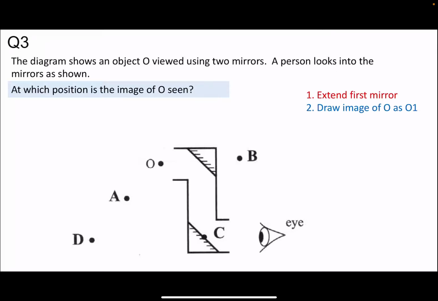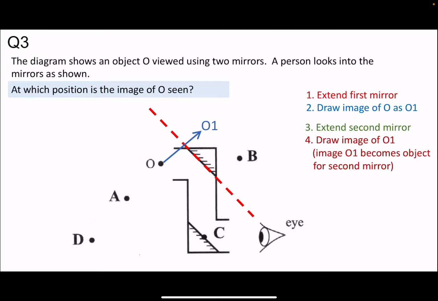So let's look at the first mirror. The first mirror is closer to the top, nearer to the object. So extend the first mirror, then draw the image of O based on this mirror. So here O becomes O1, which is the image. Then we're going to extend the second mirror and draw the image of O1 based on this mirror. And so as you can see, that image is at position D.